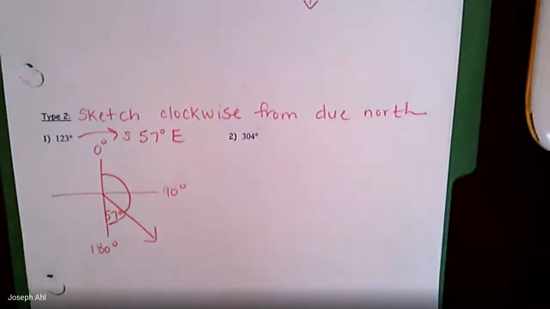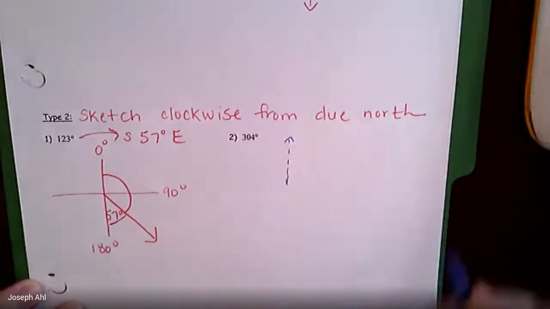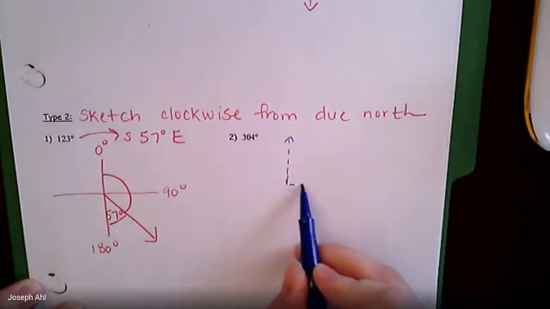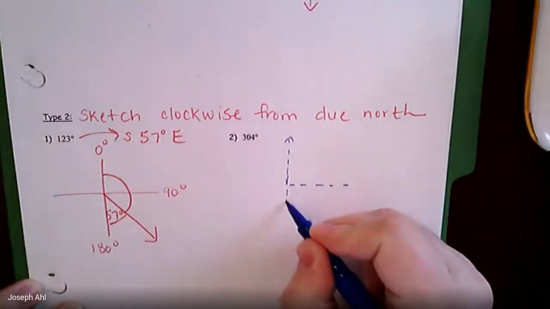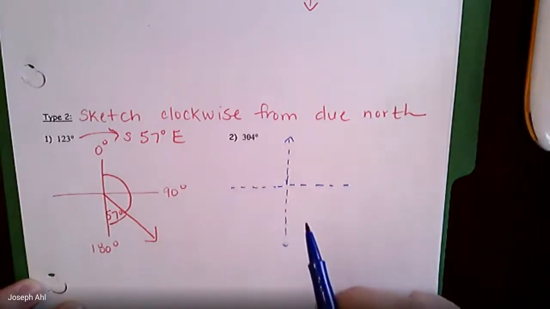And finally, 304, if we think about what that might look like. If I start with this due north line, this would be 90 going directly east, 180 is south, 270 is directly to the west.